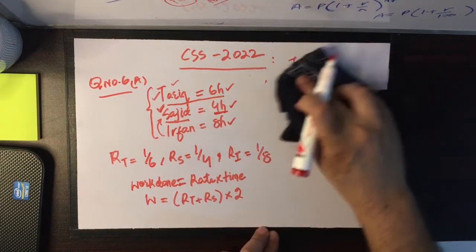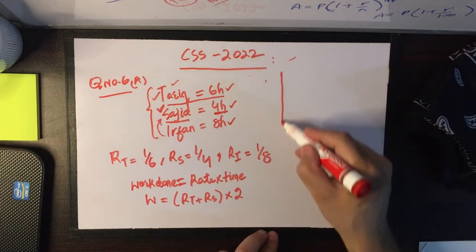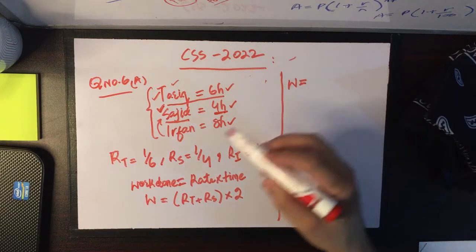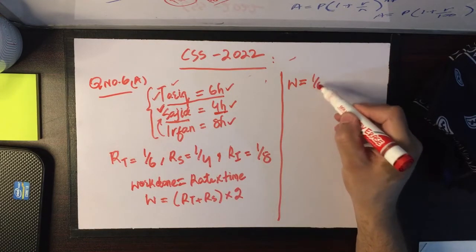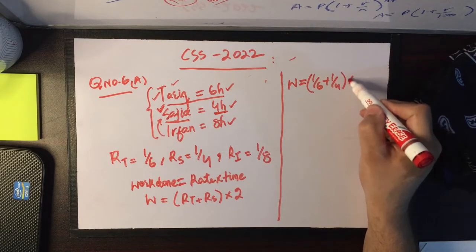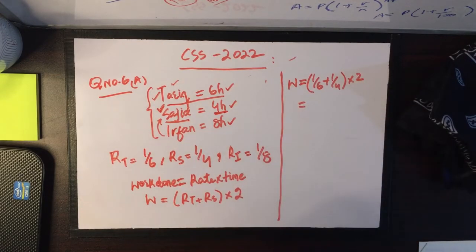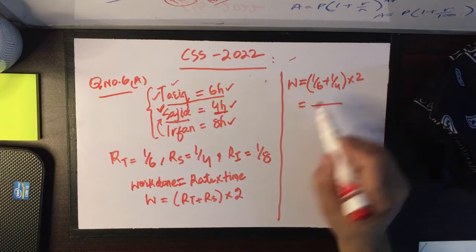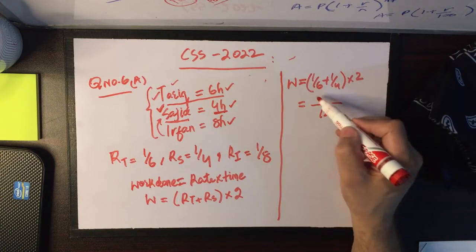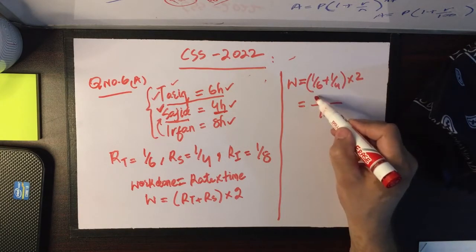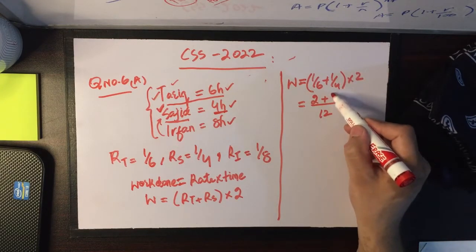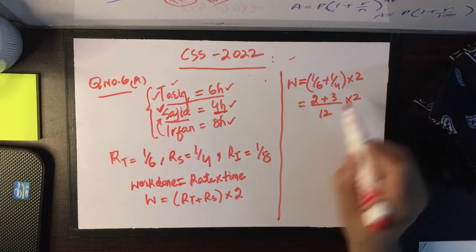Now, the work done in 2 hours would be equal to 1 over 6, which is Tariq's rate, plus 1 over 4, Sajid's rate, multiplied by 2. We'll take the LCM of 6 and 4, which is 12, and multiply it on both sides. If we cancel 6 with 12, we get 2, plus if we cancel 12 with 4, we get 3, into 2.